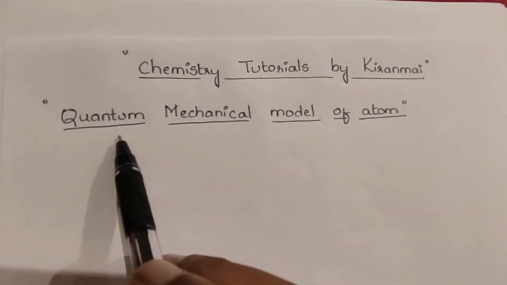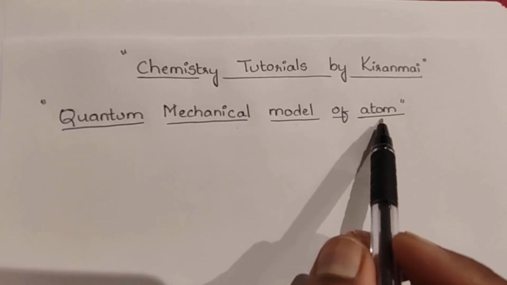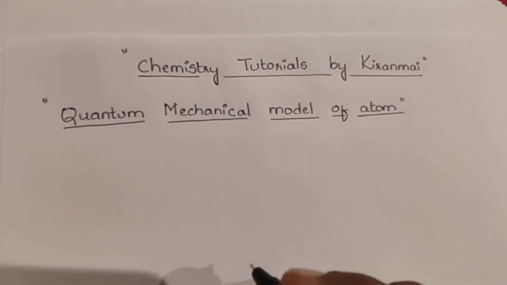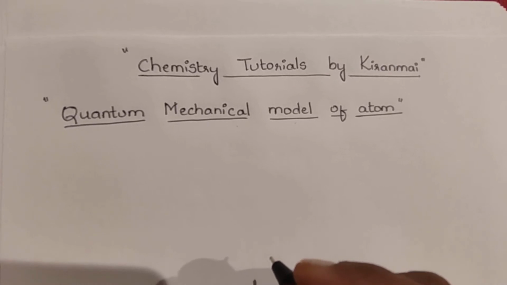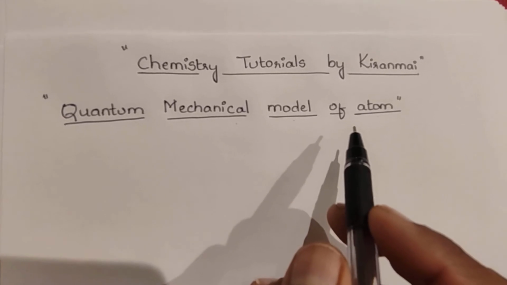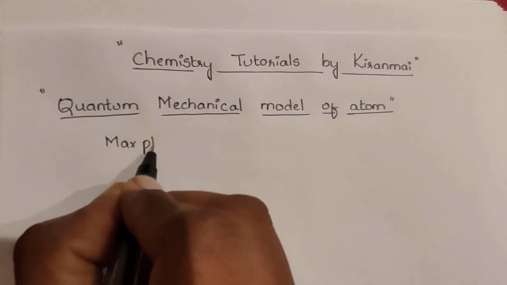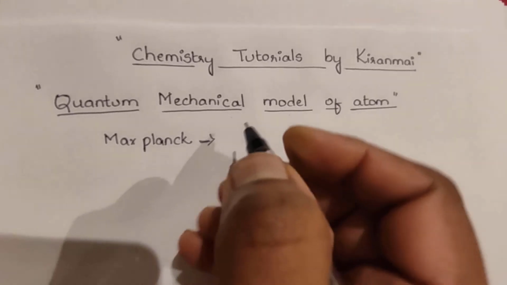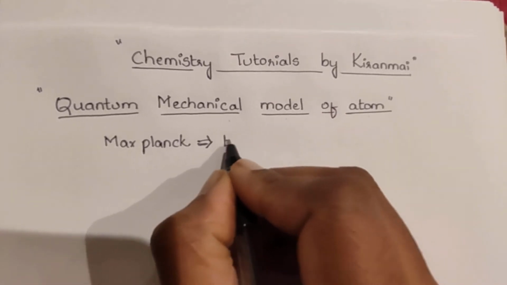In this video, I am discussing the Introduction to the Quantum Mechanical Model of Atom. Earlier, we discussed a few developments that led to Bohr's atomic model, and later on we discussed the further developments which are the basis of the quantum mechanical model of atom. At first, we said that Max Planck quantized energy. He said that energy was quantized.